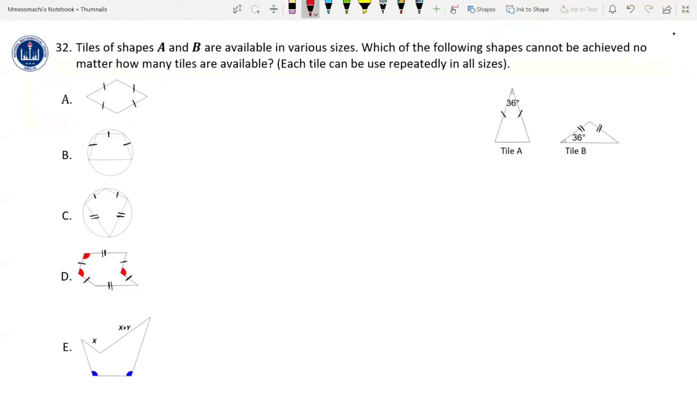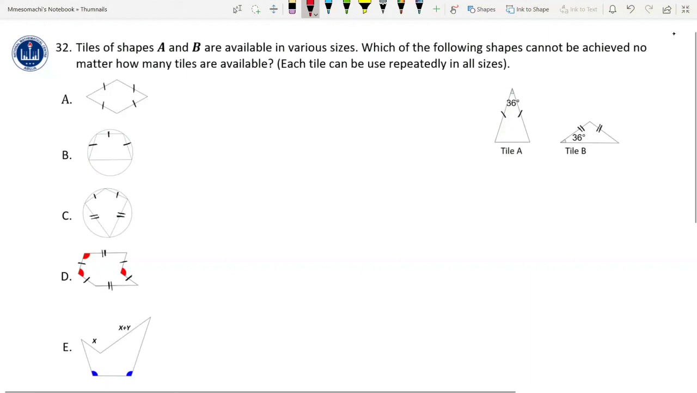Today, we'll be looking at the next geometry problem in the series, and that is problem 32 from the just concluded Nigerian Mathematics Olympiad for the senior category, first round, 2020. So let's look at the question. Tiles of shapes A and B are available in various sizes. Which of the following shapes cannot be achieved no matter how many tiles are available?